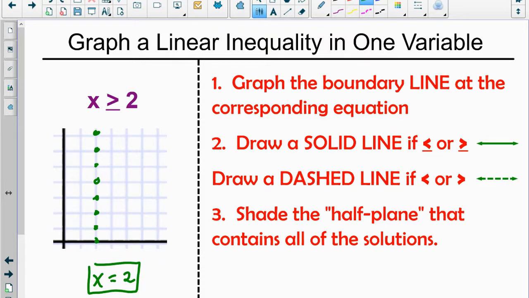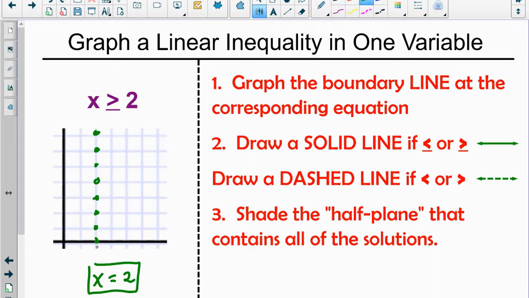Now, step number 2 tells us that there are 2 different types of lines that we might draw. There is a solid line, which you can see an example of right there. It's just a regular line. We use a solid line if the inequality symbol has the "or equal to" underneath it. Essentially, it's like representing a closed circle when you draw inequalities on a number line. The closed circle represented that the boundary value did represent a solution. But in this case, because the boundary is not just a single number, it's a line, we want to represent a closed or filled in line to show the boundary.